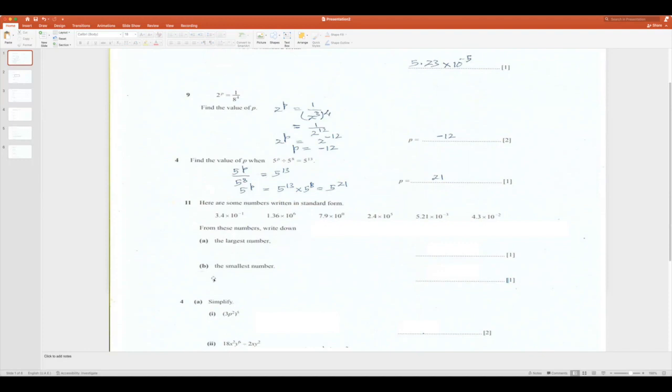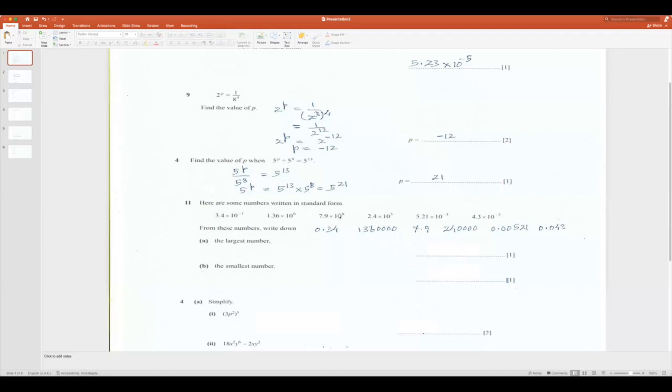Here are some numbers written in standard form. Write down the largest number, the smallest number. It is difficult to find out like this because these 10 to the powers are different. So what we have to do, we have to expand these things first. We can expand these standard forms like this. 3.4 into 10 to the power minus 1 means 0.34. Then this one 1.36 into 10 to the power 6. So 1, 2, then another 4 is coming. 1, 2, 3, 4, 5, 6.